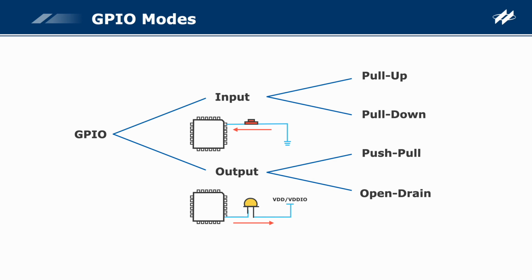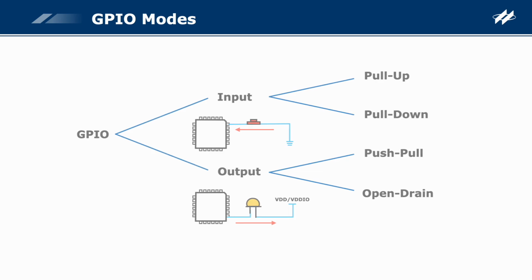The pull-up and pull-down functions are used in the input mode. If there is no external load, the pin will not be in a floating state due to the pull-up or pull-down resistor. The push-pull and open-drain functions are usually used in the output mode. These modes are introduced following.